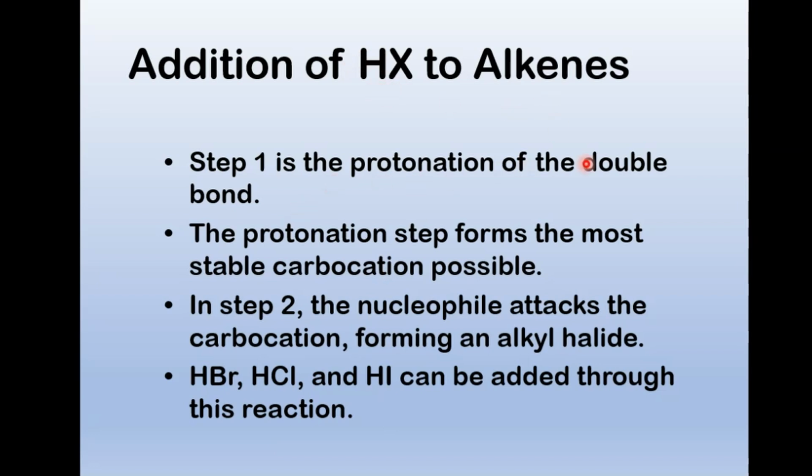First step, protonation of the double bond. Protonation step forms the most stable carbocation possible. Carbocation stability is a big thing. If you memorize that, that'll be a good foundation for a lot of answers and things working out correctly. Step 2, the nucleophile attacks the carbocation, forming an alkyl halide. HBr, HCl, and HI can be added through this reaction.